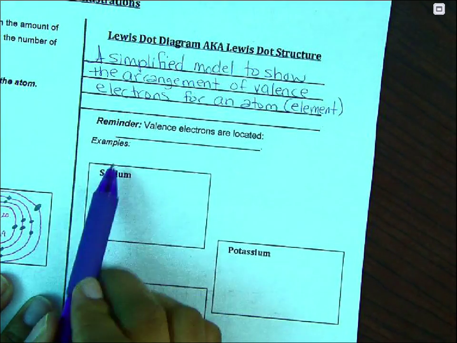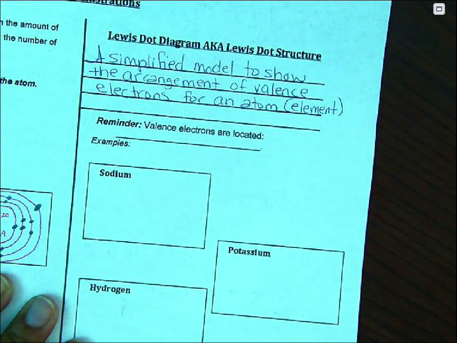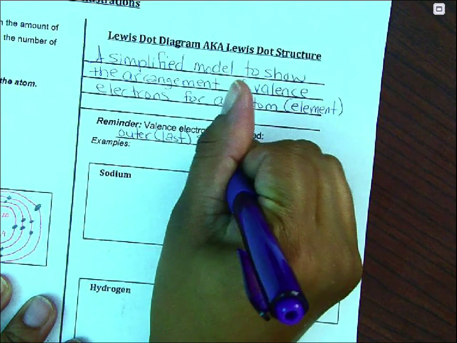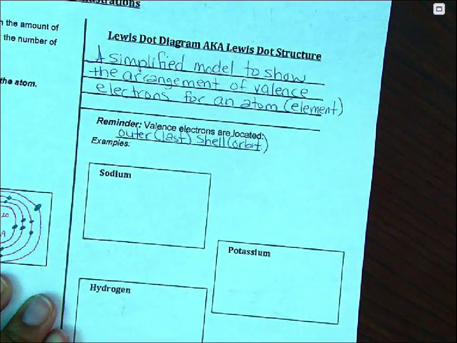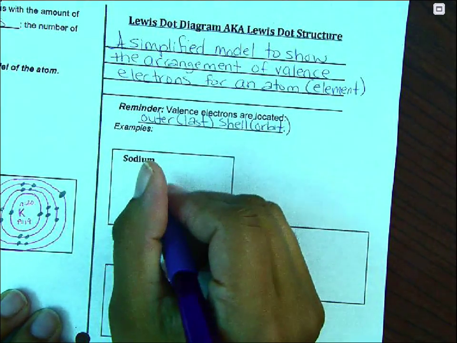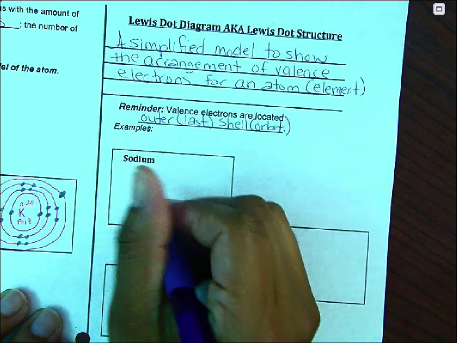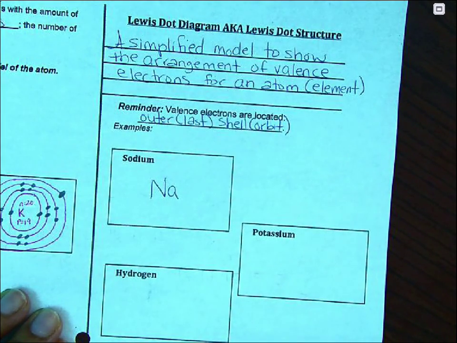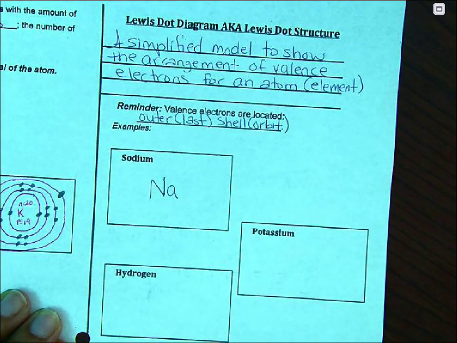For a reminder, what are valence electrons? Where are they located? Outer shell or last shell. Or orbit. So, for example, sodium. First thing you need to do is write the element symbol. What's the element symbol for sodium? Na. What did we say it's going to show? Valence electrons. Where do we look to see how many valence electrons sodium has? Don't even pretend like we don't have what's over on the left side. The row, the family, the group. What group or family is sodium in? First one. So how many valence electrons? One.